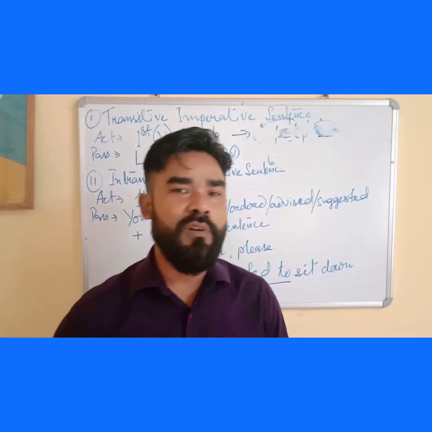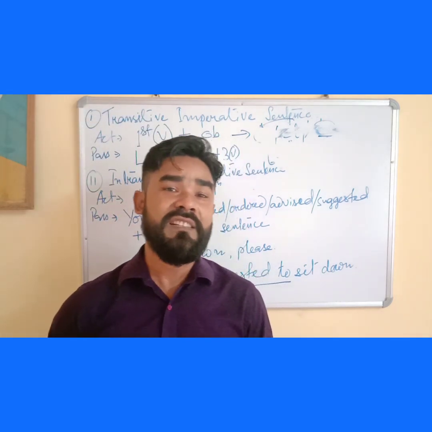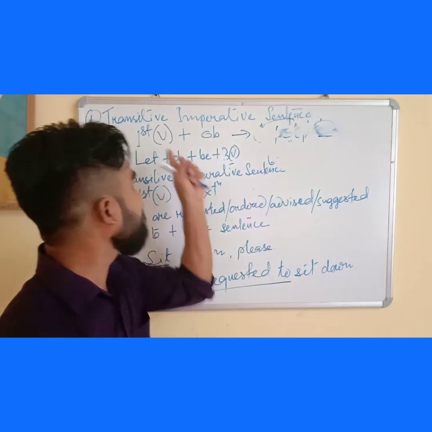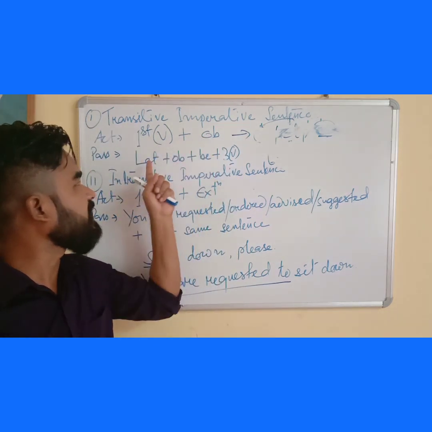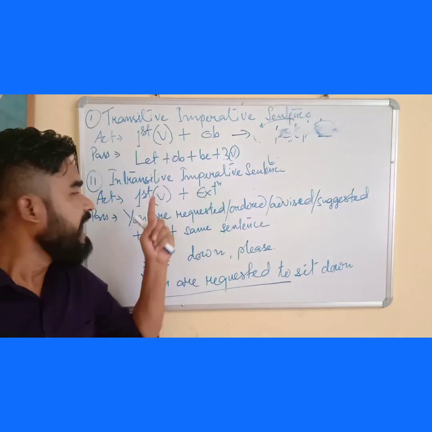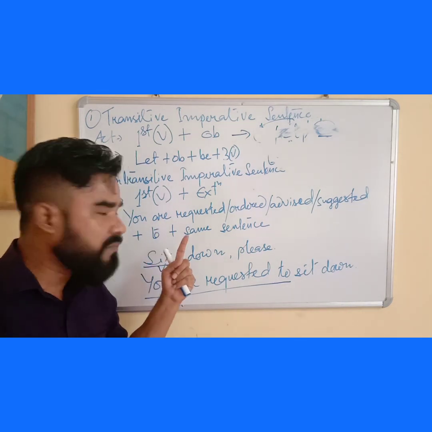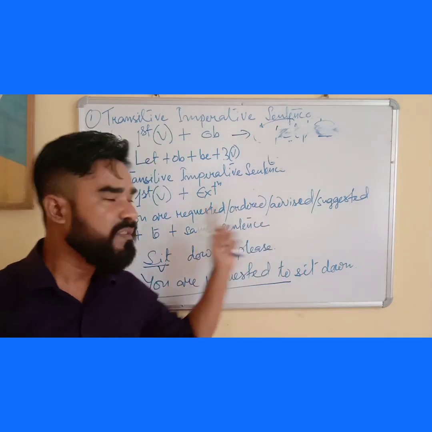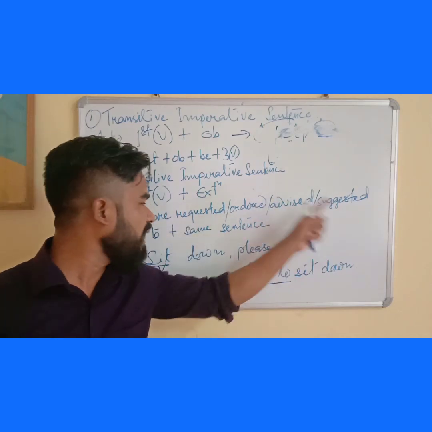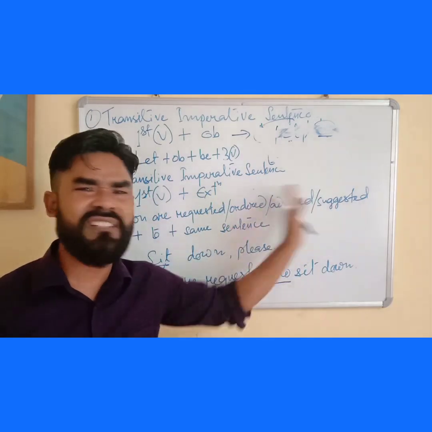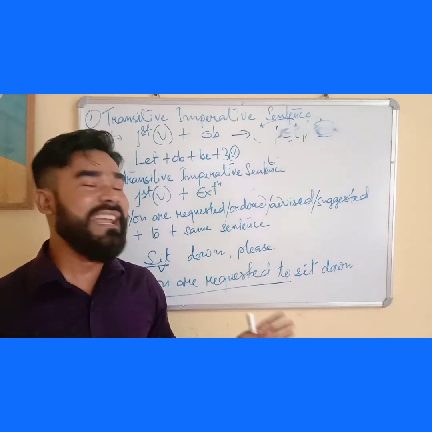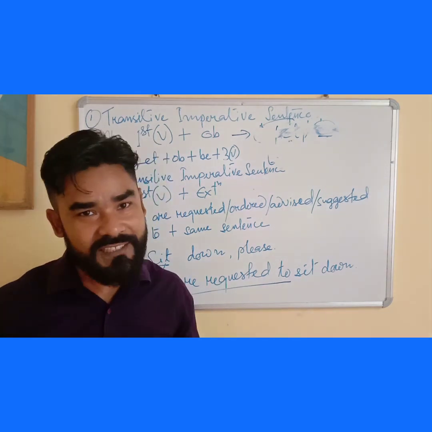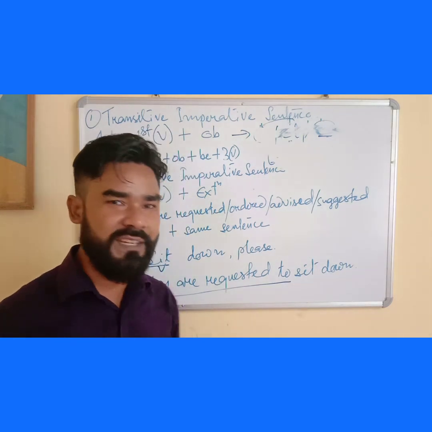Now moving forward, we have the third one. It's called the semi-transitive imperative sentence. Let me discuss again. Transitive means a verb with an object: first form and object. That's why let object be third form of verb. Intransitive does not have an object. We will go for you are requested, you are ordered, you are advised, you are suggested, you are warned, etc. Many words are there.